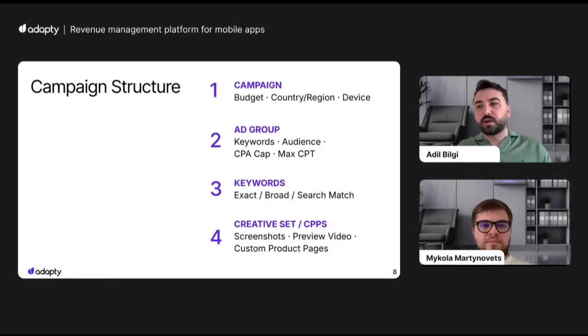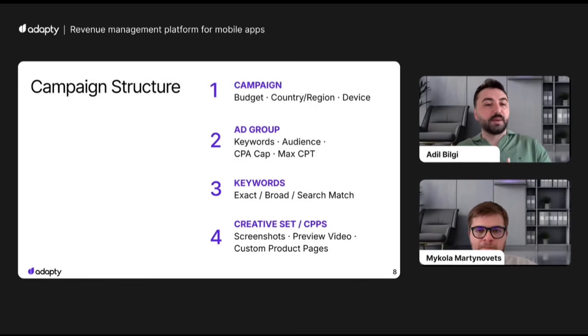Secondly, regarding structure, I'll be mentioning campaigns, ad groups, keywords, and the creative assets that you will see in the Apple Ads management dashboard. The campaign is where you set your budget and the target country. The ad group is where the real decisions happen. You decide your keywords, your CPA cap, and your max bid amount. Here I would suggest one keyword per ad group. It might sound a bit extreme, but it gives you completely clean data and precise bid control over your campaigns.